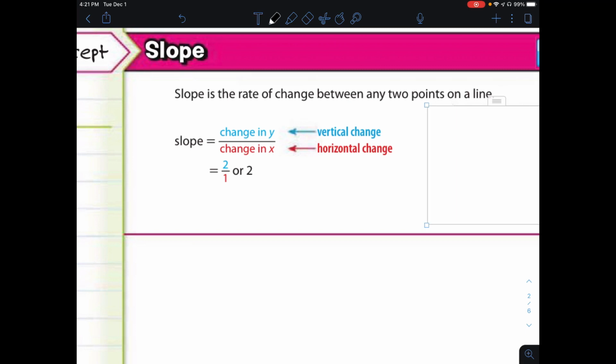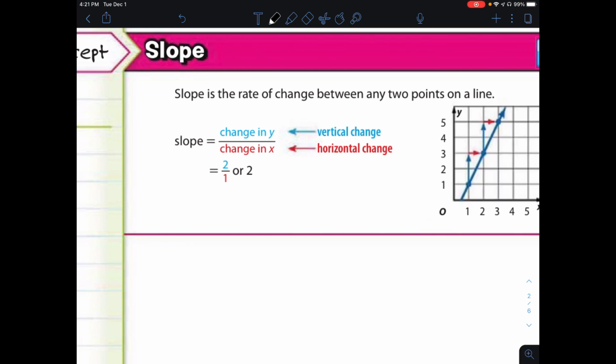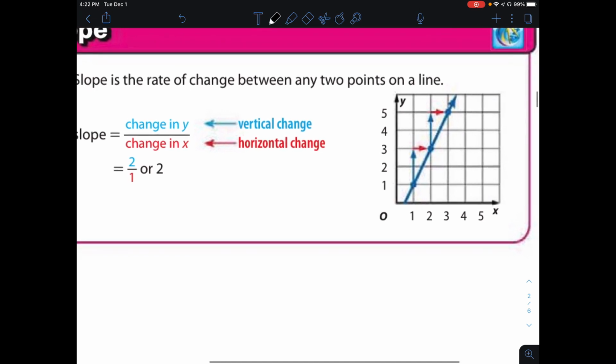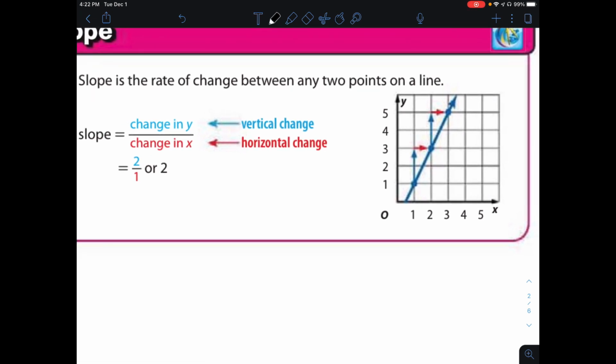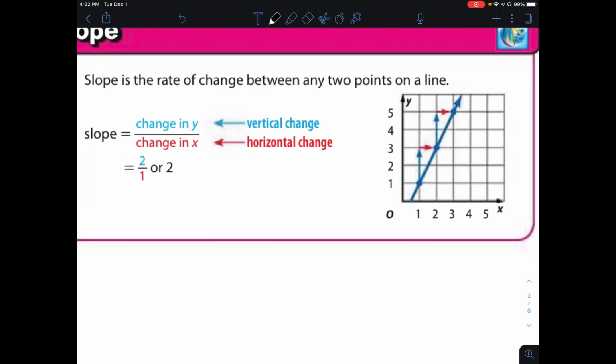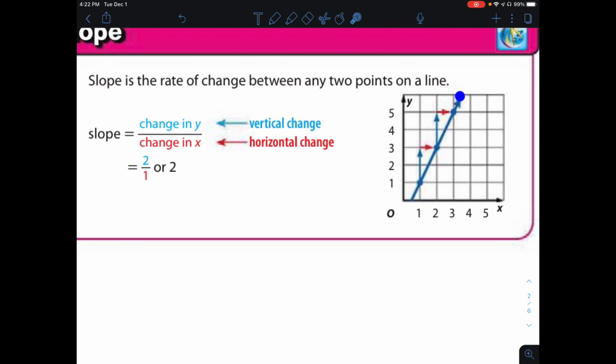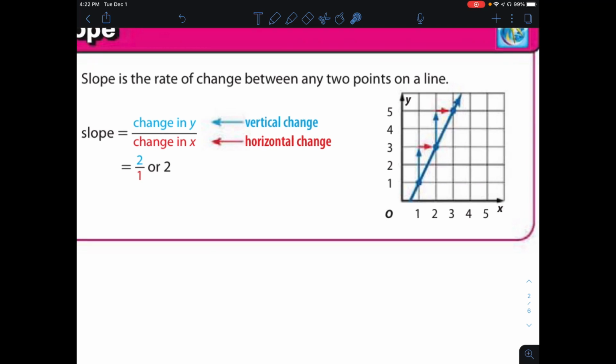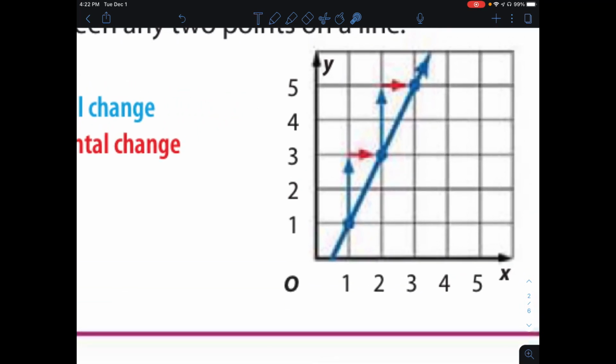So what does that mean? Let's take a look at this particular graph and let's see what 2 over 1 means. So if this is our linear relationship, our linear graph, linear equation for that matter, you have that straight line right here. And in every straight line, remember that definition, there is only one constant rate of change, and that constant rate of change is nothing more than our slope. So let's take a look at this closely. Look at our change in y. This is our y-axis.